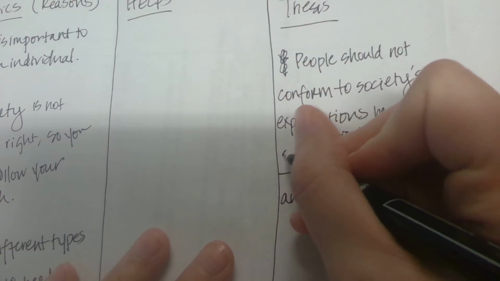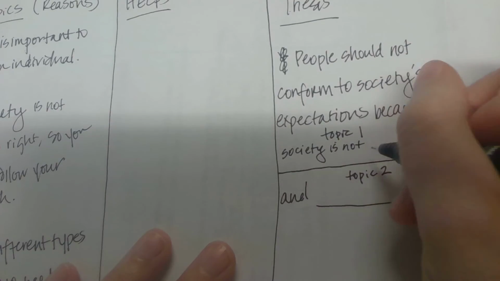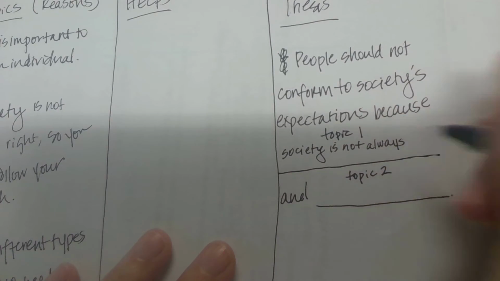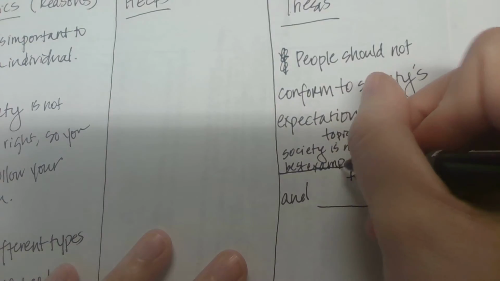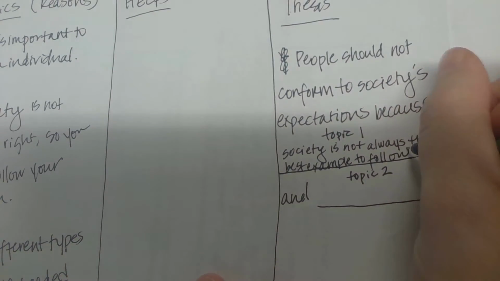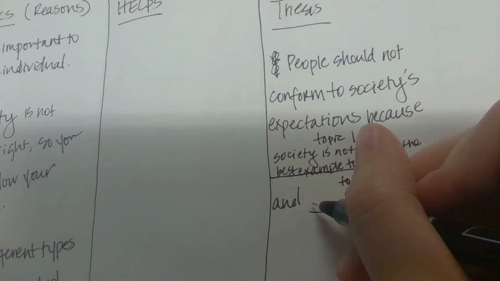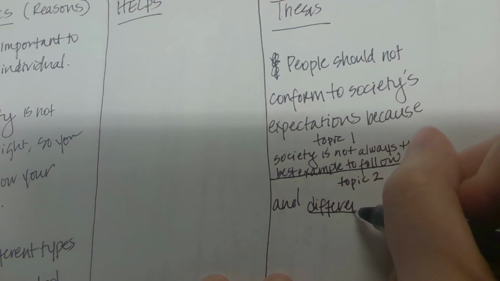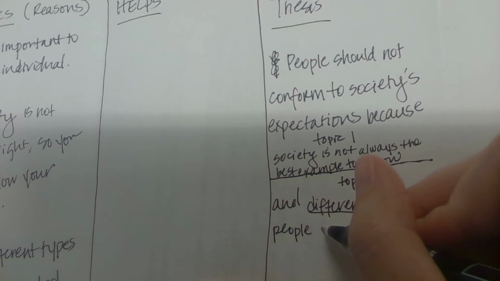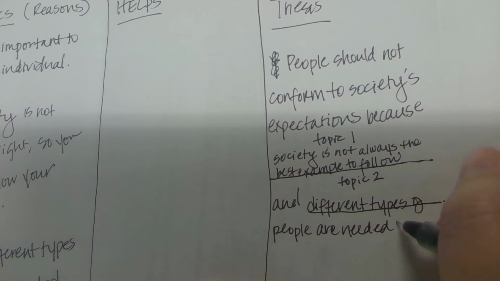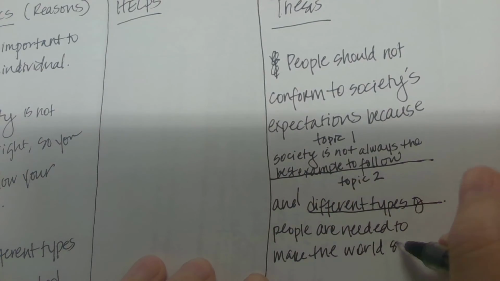Okay, so because society is not always the best example to follow, and different types of people are needed to make the world successful.